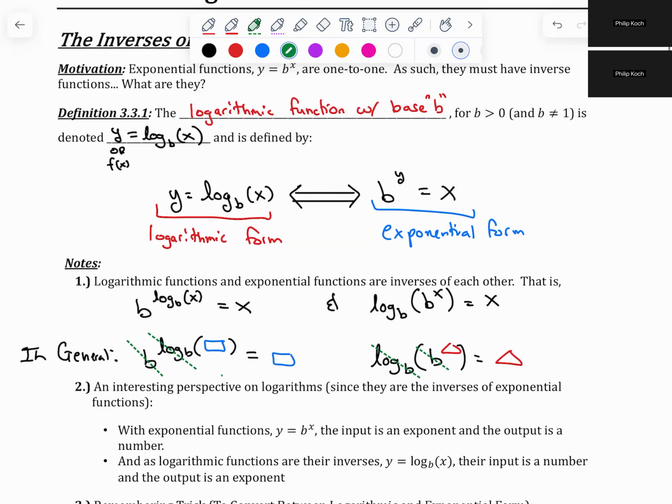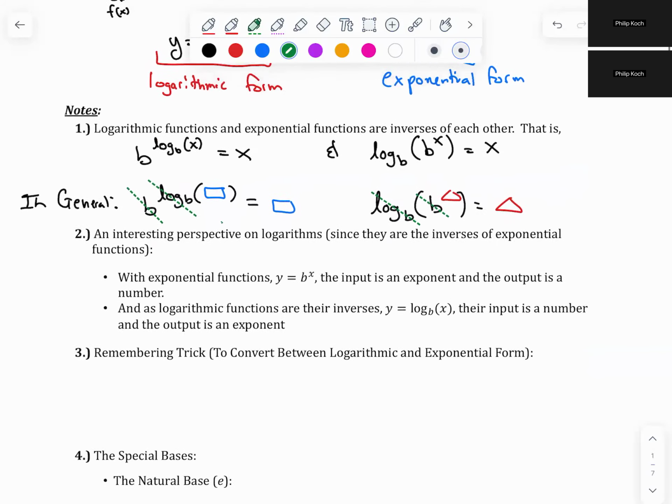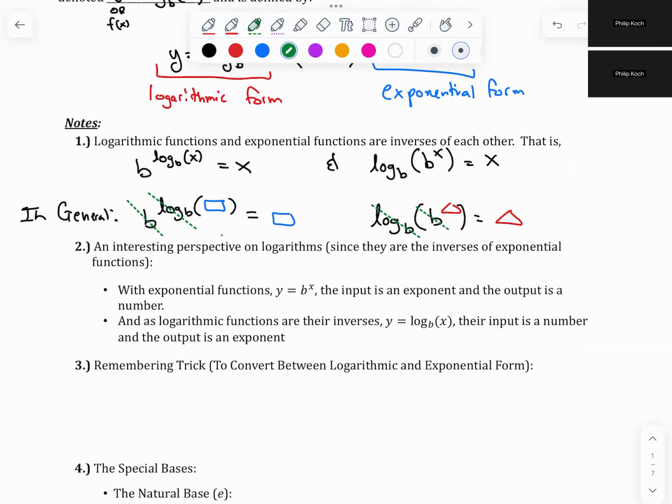Now, if you were me growing up, I just had to learn this by brute force. I didn't learn about this trick until I was in grad school when one of my students in math 126 showed me it. I was like, that's a beautiful trick, and I'm stealing that. And it made it so much easier for all of my students. So there's a quick remembering trick to convert between logarithmic and exponential form.